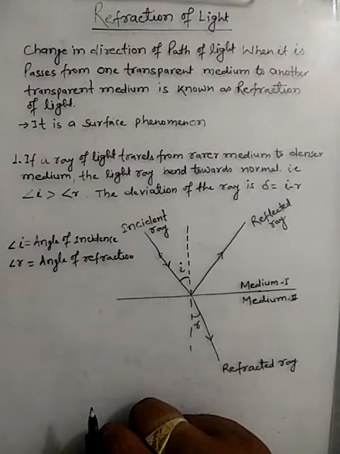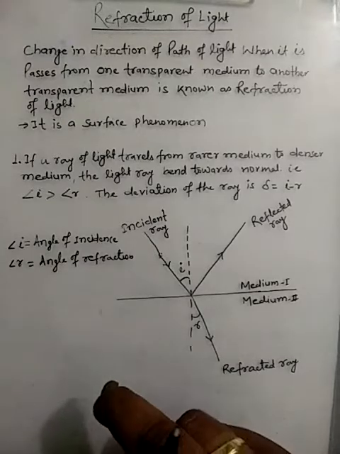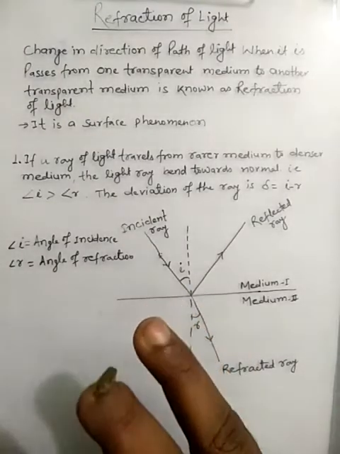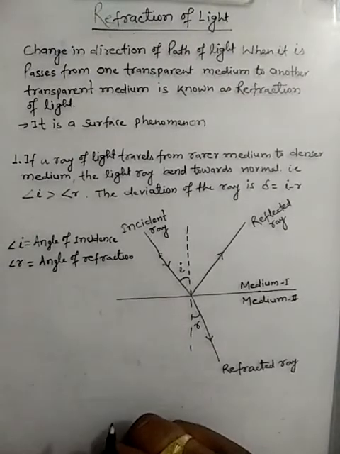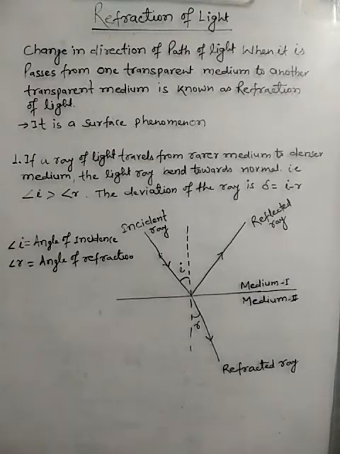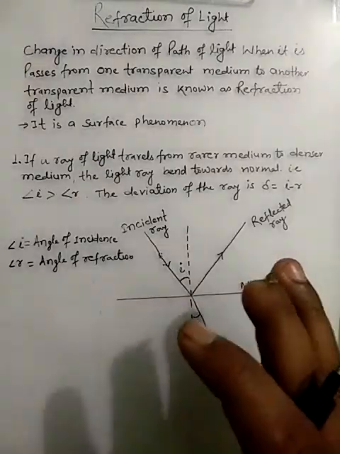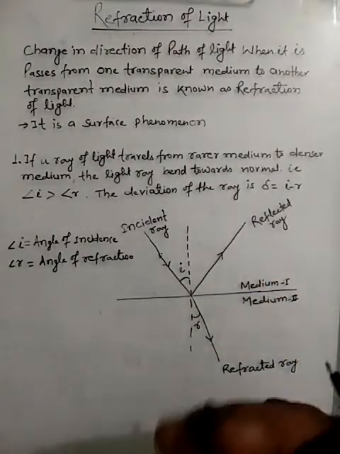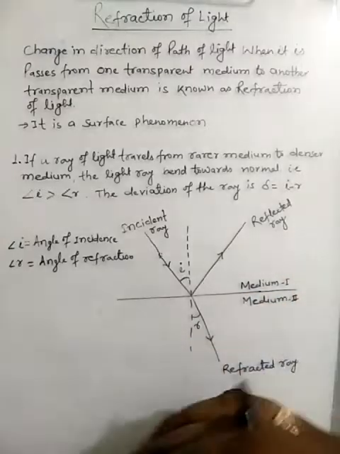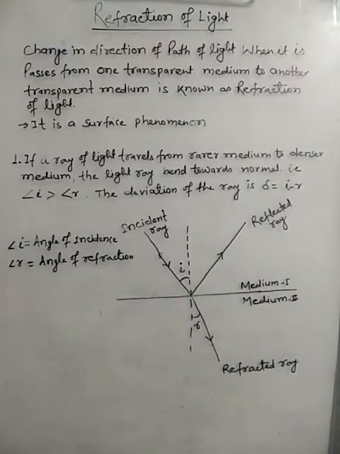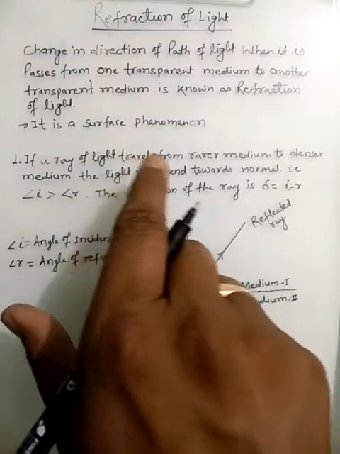As we know, the motion of light rays is always in a straight line. But if the medium of travel of light changes, the direction of light is also affected by the medium. It changes its direction from its normal position, which is known as refraction. And refraction is a surface phenomenon.